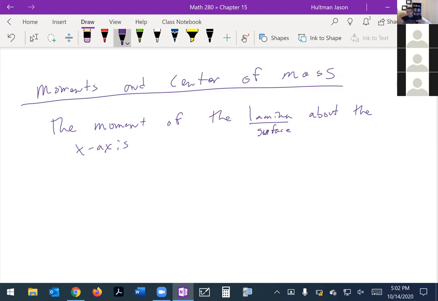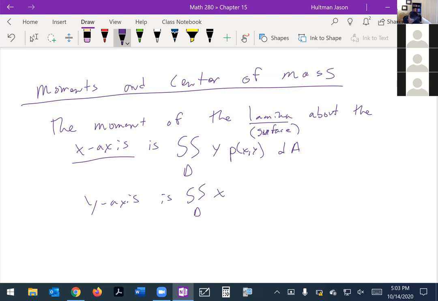Okay, the moment of a lamina, a surface, about the x-axis is the double integral over D of y times rho xy dA. Okay, so that's about the x-axis. Okay, about the y-axis is dx. So notice that they're opposite. About the x-axis is y rho dA, and about the y-axis is x rho dA.